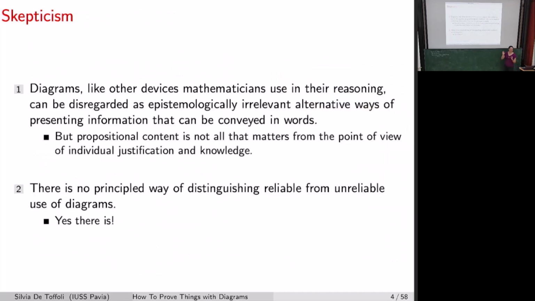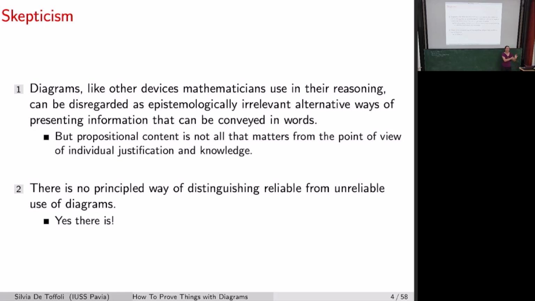So what are the claims I'm going to argue against? The skepticism about the role of diagrams in proof. One, diagrams, like other devices mathematicians use in their reasoning, can be disregarded as epistemologically irrelevant alternative ways of presenting information that can be conveyed in words. So the idea is diagrams are just notational variants. If I write a math text in Times New Roman or Arial or Comic Sans, it's the same thing. It's just notational variants.